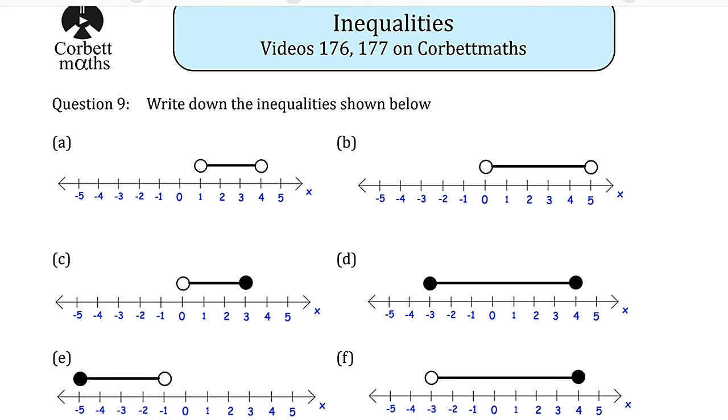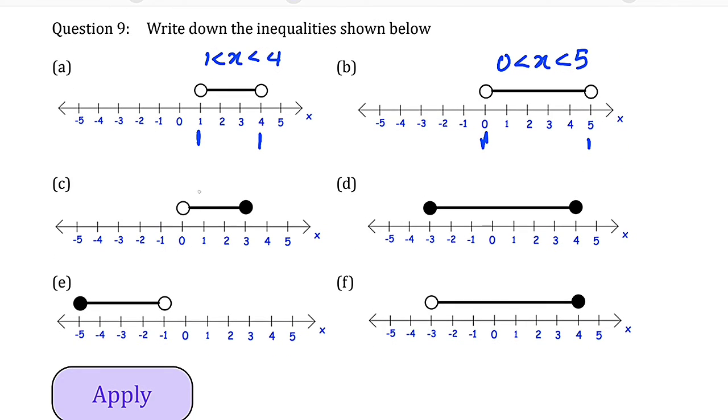So we have another inequality here, a graph of an inequality, which we want to represent. You can see that it started from 1 and stops at 4. So it will be 1 less than x less than 4, something like this. It starts from 0, stops at 5. We have 0 less than x less than 5. This one starts at 0 and stops at 3, but you have to include 3 because of that tick circle. So this will be 0 less than x, but less than or equal to 3.